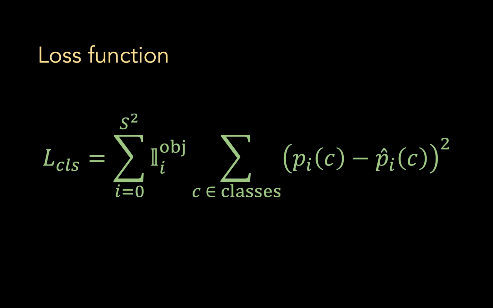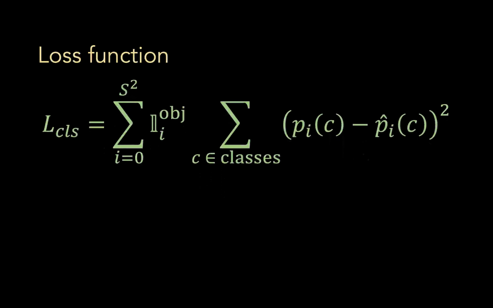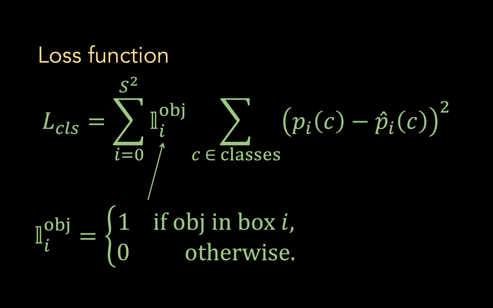And this is what the class loss looks like. So instead of using cross entropy or anything like that, we just take the sum squared error between the predicted and ground truth class probabilities, summed over all classes and all grid cells. Now this interesting symbol here just means that we're only considering the class loss of a grid cell i if an object in fact exists within that grid cell.